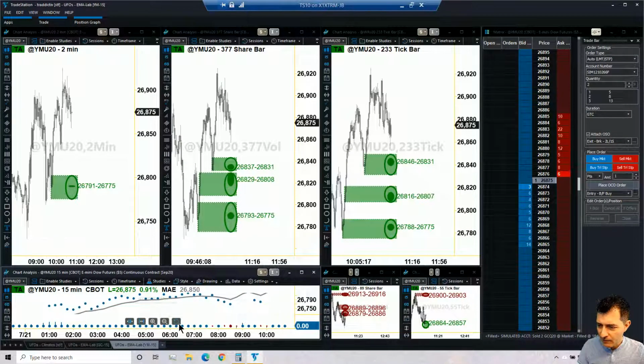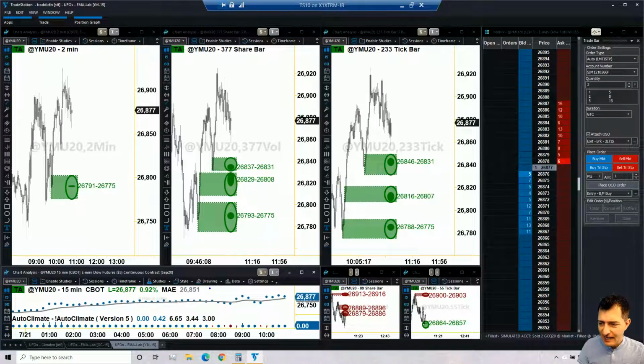My reference price is 26,851. So 851 is around here. No UFO. 851 is around here. No UFO. 851 may be lining up with this one.